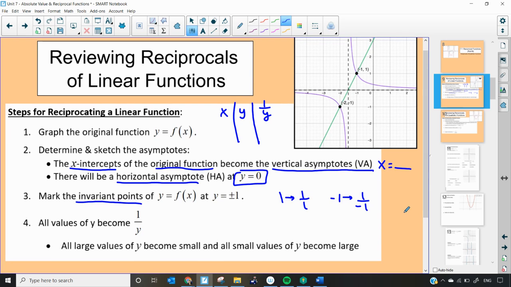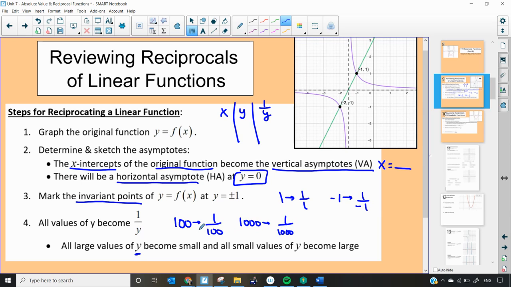And using a table of values, that's easy because we're just plotting those points. But we did notice some patterns. All of our y values become 1 over y. And that means all of our large values of y become smaller and smaller and smaller. Because, for example, if I take a large value like 100 and I reciprocate it, I have 1 over 100. If I take an even bigger value of 1000 and I reciprocate it, it becomes 1 over 1000.